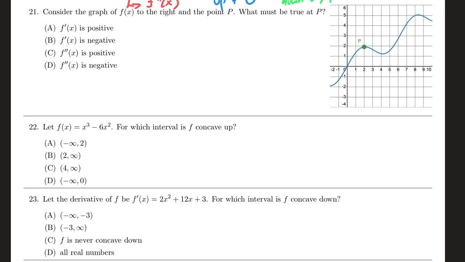So in this very first question, we're looking at this graph and the point P. What do we know about P? When we think about the first derivative at P, whenever you're at the top of a hill or the bottom of a valley, you have a horizontal tangent, which means your derivative is 0. So it's not positive or negative. Now we're looking at the second derivative and concavity. If you think about this point at P, it's shaped down like a frown, which means our second derivative is going to be negative. So our correct answer is D.